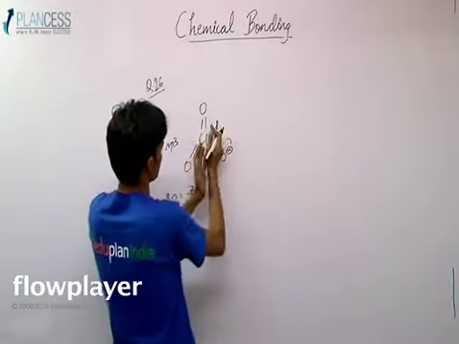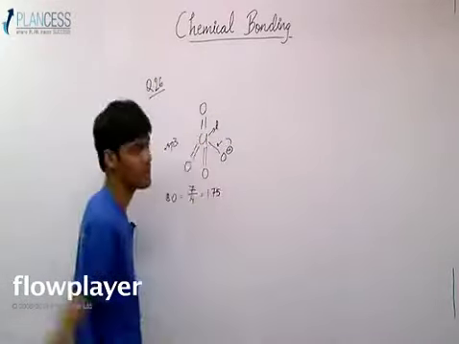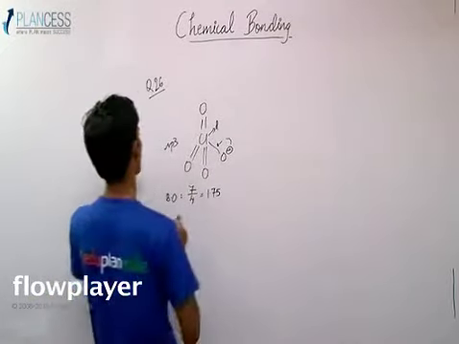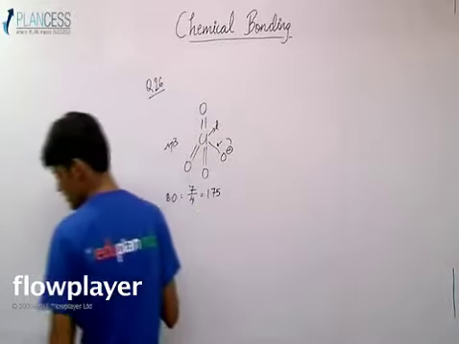So electrons come here and the electron density shifts, so there is p pi d pi bonding in ClO4 minus also. So the A option given is correct. We have to choose the incorrect statement.